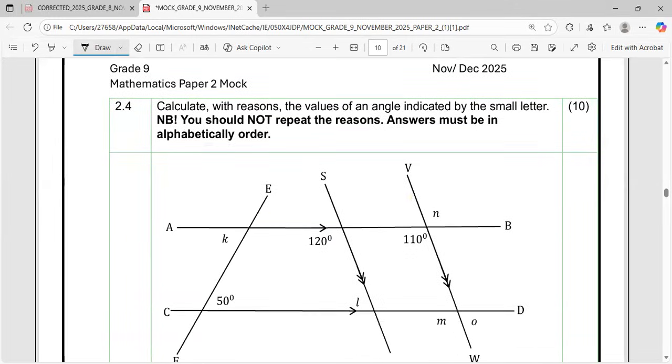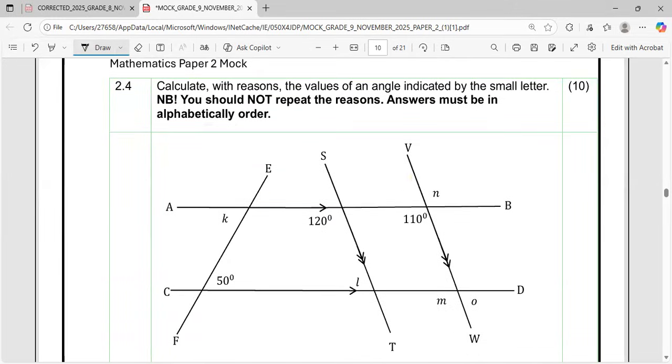And then 2.4, calculate with reasons the values of the angles indicated. So here we have those angles. You should not repeat the reasons. So let's get that part right. You should not repeat the reasons. Answer must be in alphabetical order. Alphabetical order.